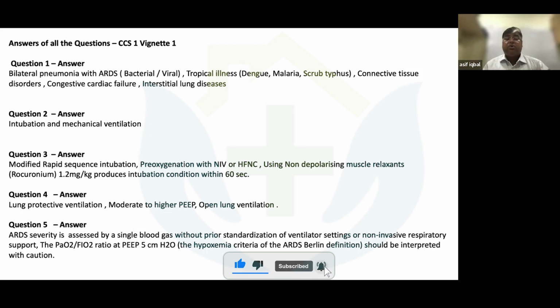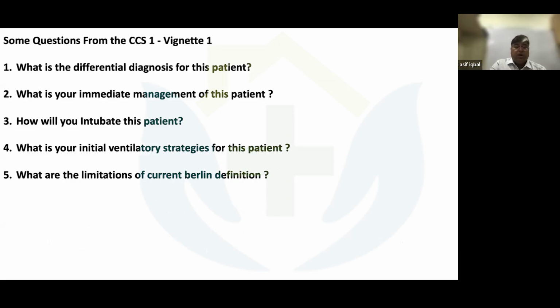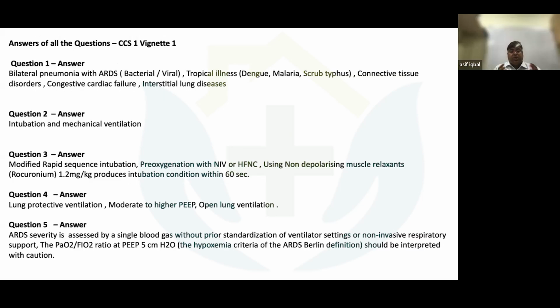They might ask what your ventilator setting will be. So you have to have the answer for the ventilator setting, like the fourth question: what is your initial ventilator strategy for this patient? Lung protective ventilation, moderate to high PEEP, open lung ventilation. I will set tidal volume as per the predicted body weight. They might ask what you mean by predicted body weight, and how you will calculate it.